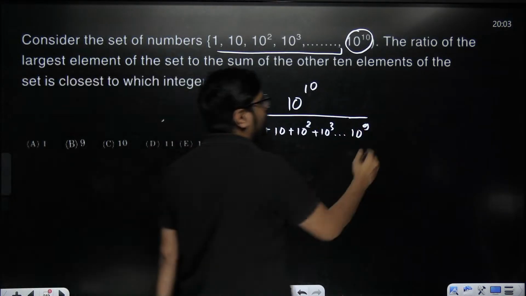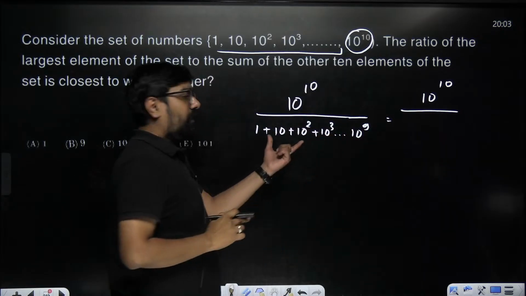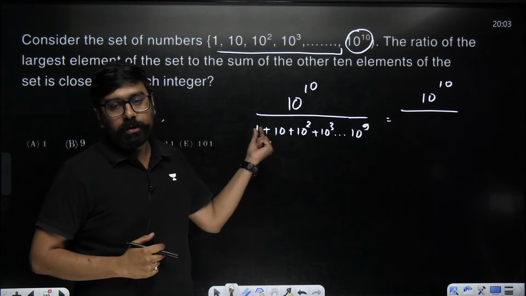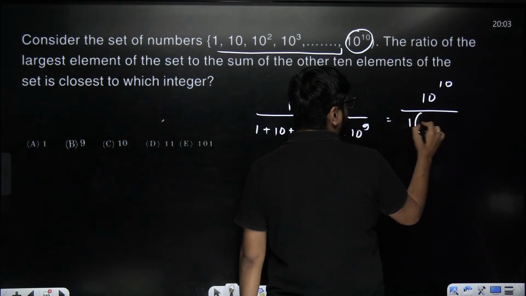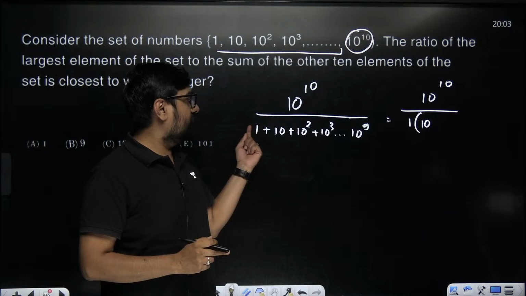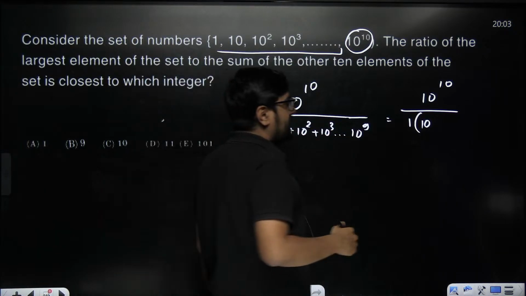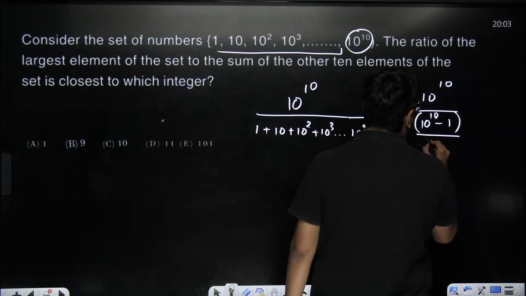So we know how to find the sum. This is 10 to the power 10 over the sum of 10 terms of a GP whose common ratio is 10. First term is 1, common ratio 10, how many terms are there? 0 to 9. That means there are a total of 10 terms: 10 to the power 10 minus 1, divided by 10 minus 1.